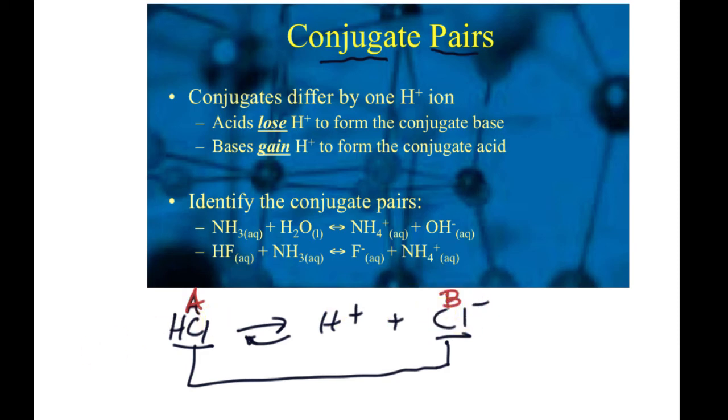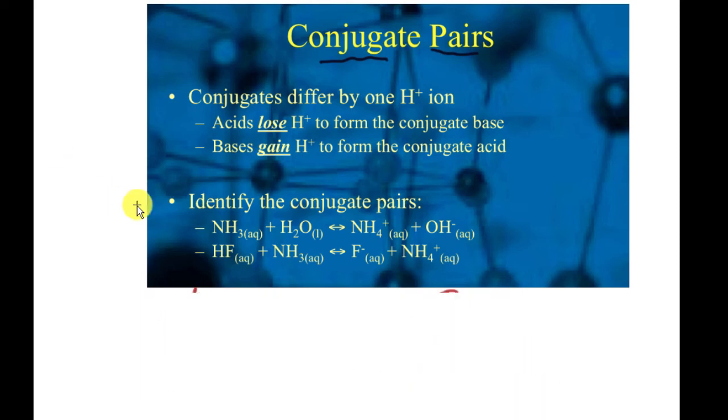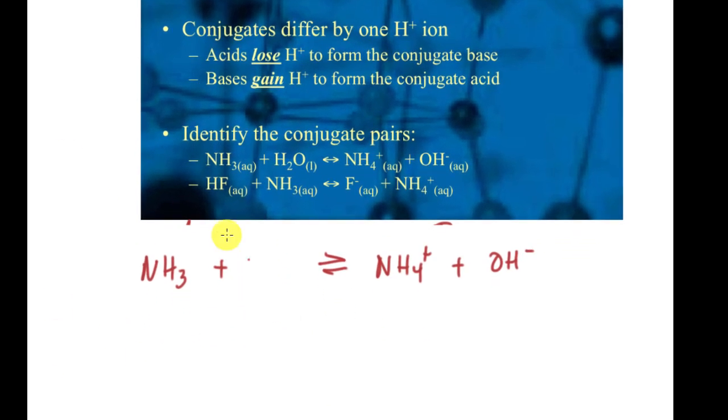So let's take a look at this a little bit more closely with the examples that I have on the slide here. And we'll look at this more in class. I know these conjugate pairs can be a little confusing in the beginning. So if I take a look at this first reaction, I'm going to take that ammonia. Now I'm going to rewrite the water as HOH. I like to write it this way because it makes it a little easier to see what's actually happening here.